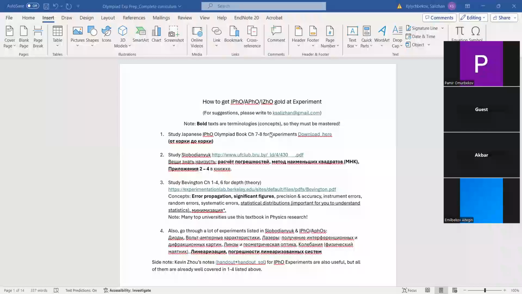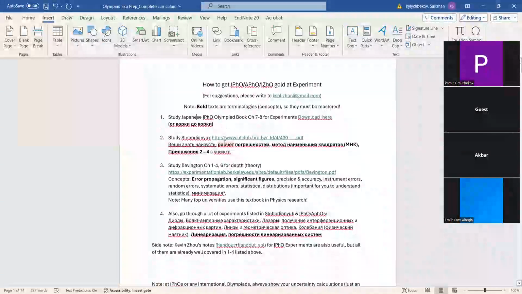Now let me show you. Let's go back to the curriculum. So the whole curriculum, I think maximum it takes a week to master. So first you go through chapters 7 and 8 of this Japanese book, every single word of it, solve every single problem, understand every single example, like to the deepest core, you know.